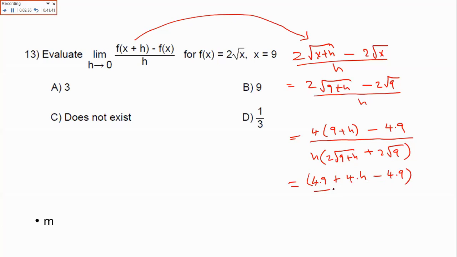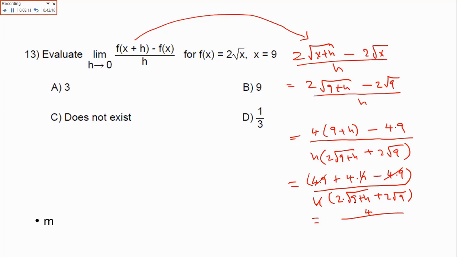Okay, and this is divided by what? Divided by h, and then we have what? 2 times square root of 9 plus h plus 2 square root of 9, right? We can see that the negative with the positive is gone, right? And the h with the h is gone, right? So what am I going to have on the top? 4, right? And then if I plug in h equals 0, the h will go, right?